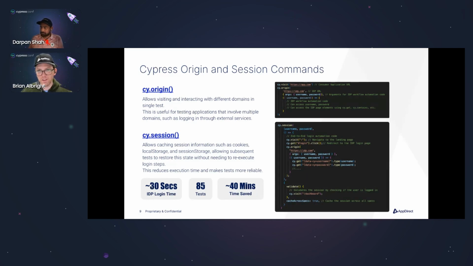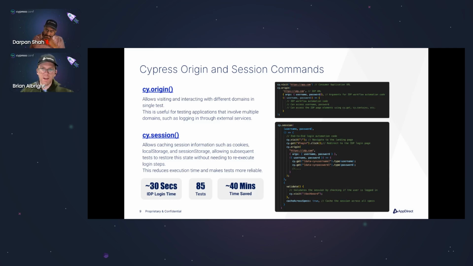Cy.origin allows us to visit and interact with different domains within a single test. Many of you probably already know that one of the limitations of Cypress is that you have to stay within the same domain within a test. But cy.origin gives us the ability to visit a different domain external to the initial one and complete test flows within that origin, and then ultimately return back to our application, our web page. And this is required since we're leaving our own space, our own domain, to authenticate and come back.